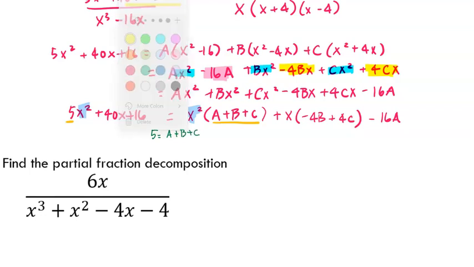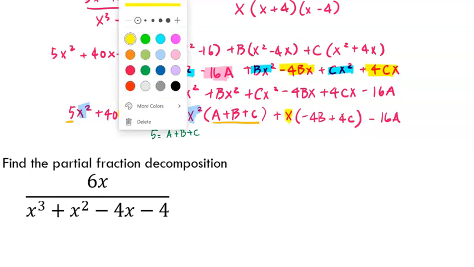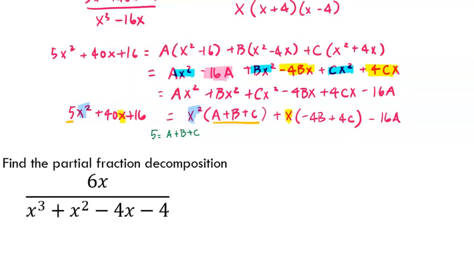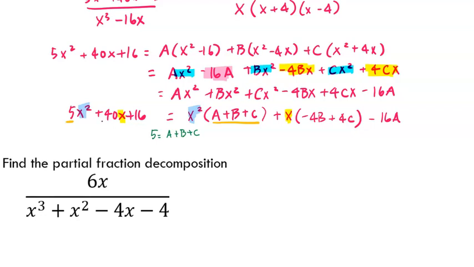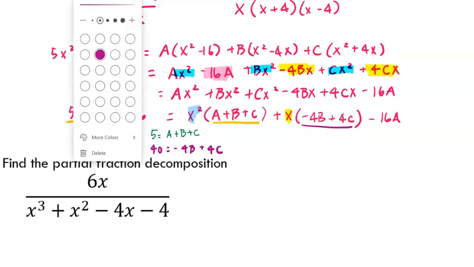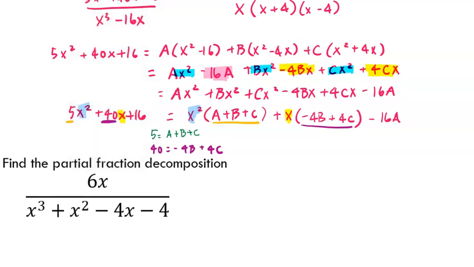Second, we have an x here and an x here. What's being multiplied to the x? I'm going to have to find a different color, purple. Purple plus 40 and this right there. So that's going to be 40 equals negative 4b plus 4c. I'm running out of space here, so I'm going to erase this. 40 equals negative 4b plus 4c.